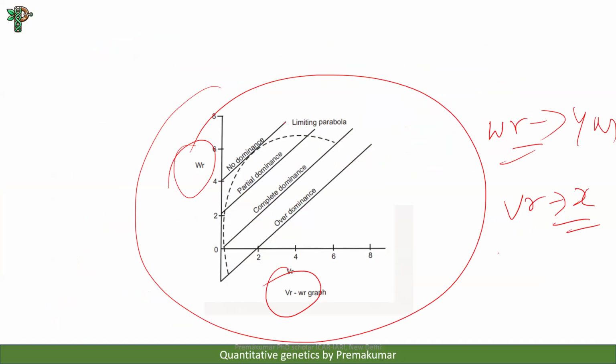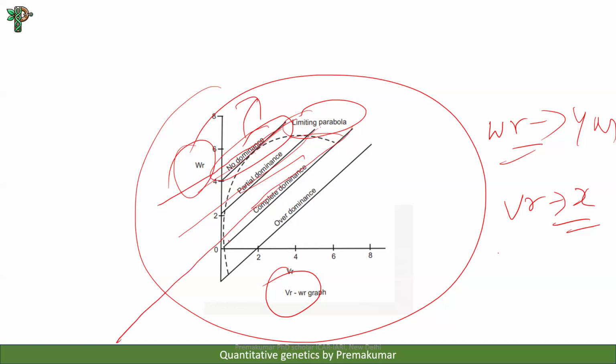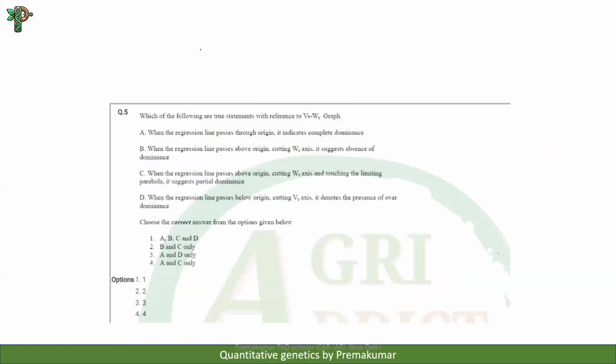For example, if the array is splitting the Wr axis, it means there is no dominance. If it is splitting the Y axis and touching the limiting parabola, we can say there is no dominance. If it is splitting the Y axis but away from the limiting parabola, then there is the existence of partial dominance. If the array splits exactly at the origin, then we can say there is complete dominance. If the array splits the X axis and the value is negative, then it is called over dominance. Analyzing this is very, very important, and many questions were asked in the exam.